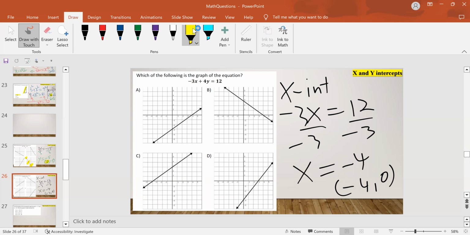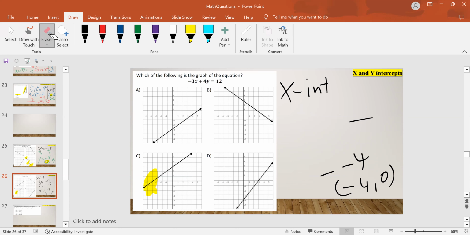Okay, I have this. Yes, only this has (-4, 0) as the x-intercept. Okay, so the best choice will be C, but again, let's continue to make sure that everything is correct. So I will find this time the y-intercept.